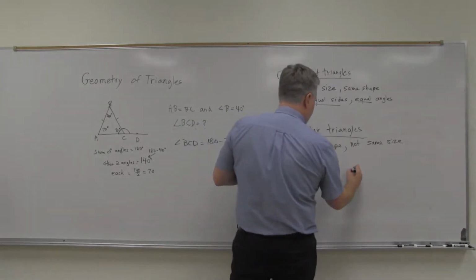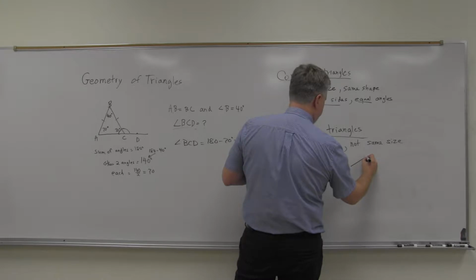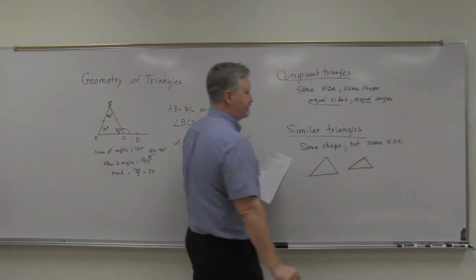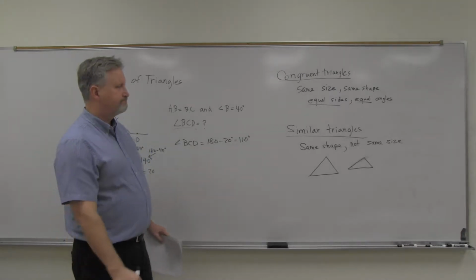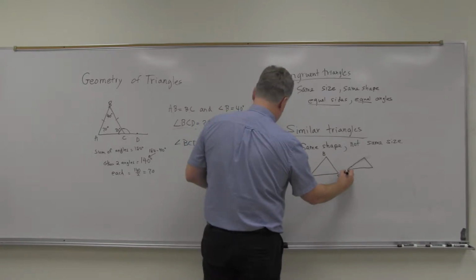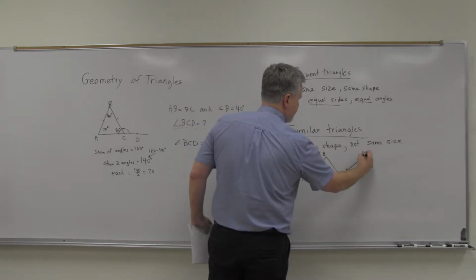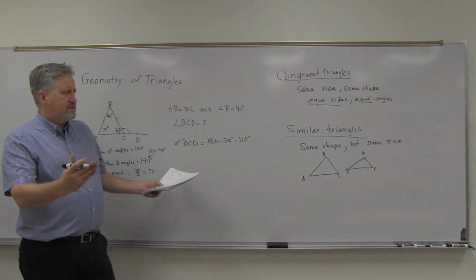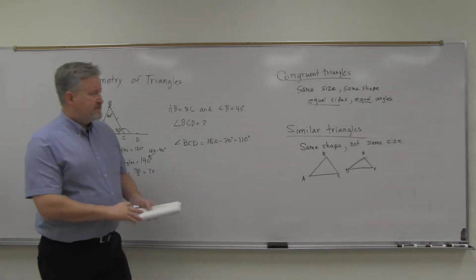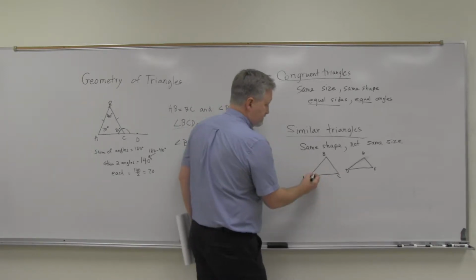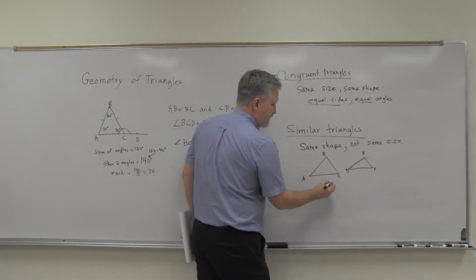So we've got a triangle there, and then we've got, let's make this one smaller, but it's exactly the same shape. So it's a little bit smaller. Well, let's call this one triangle ABC, and this one triangle DEF. So those are similar triangles. They're the same shape, but not the same size. Well, one thing that means is there are some equal parts because the angles are equal.